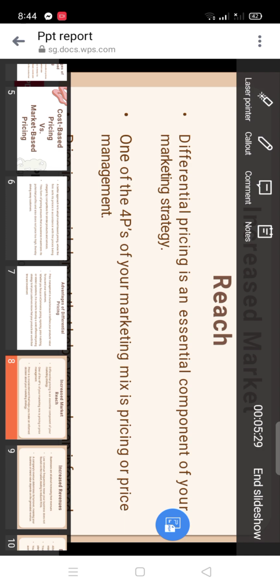Increase market reach. Differential pricing is an essential component of your market strategy. One of the core pieces of your market mix is pricing or price management. Price is a crucial element that helps you make an informed decision about your marketing strategy.